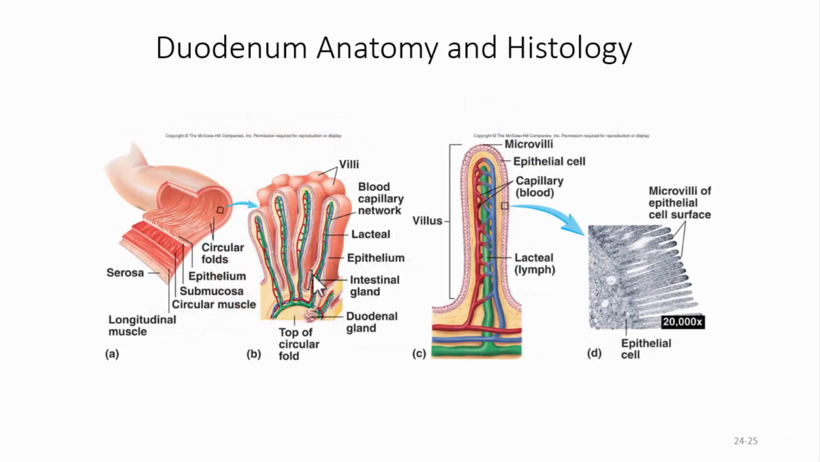Oh, let me go back here again. Here again are the circular folds. The epithelium again is going to be made up of that simple columnar epithelium. We have our submucosal layer, our circular muscle layer, our longitudinal muscle layer, and the serosa. I kind of mentioned that early on, so just kind of a little review there.